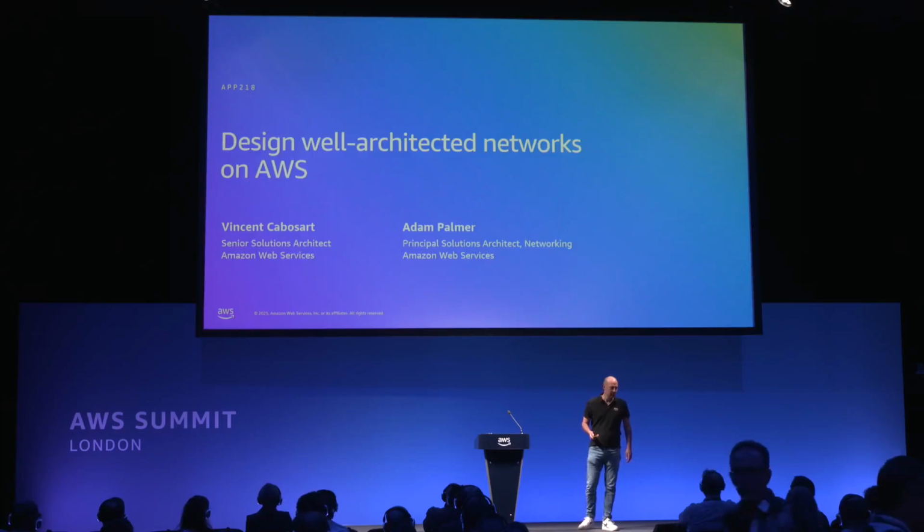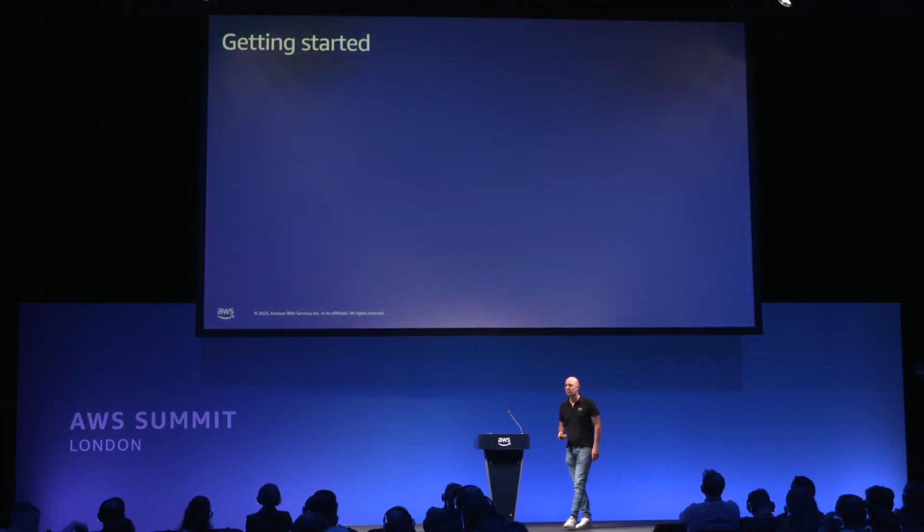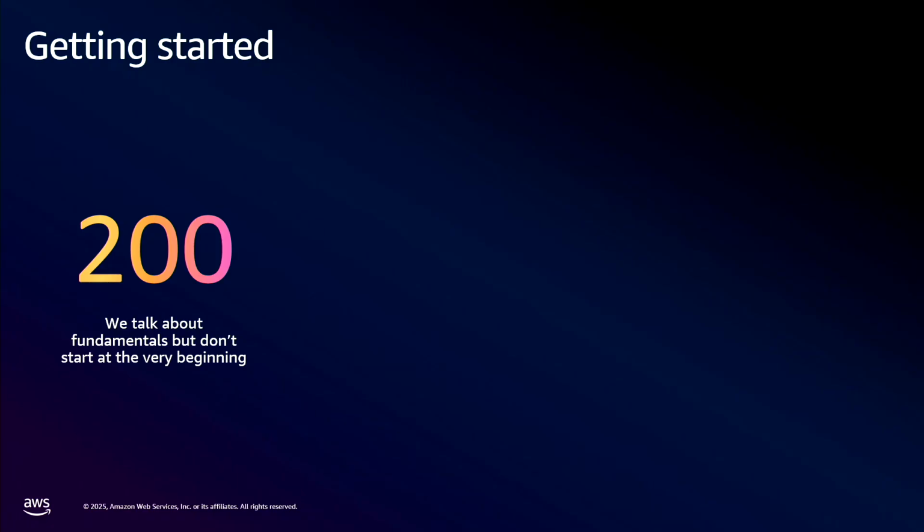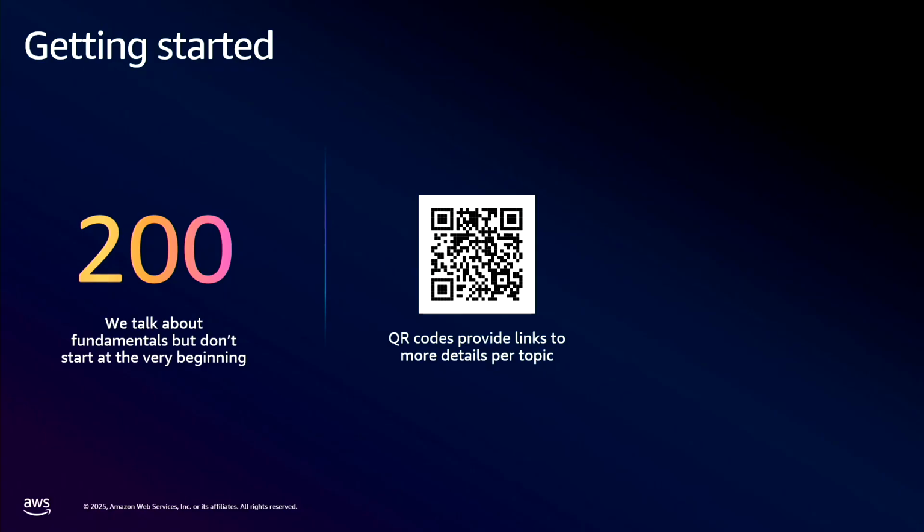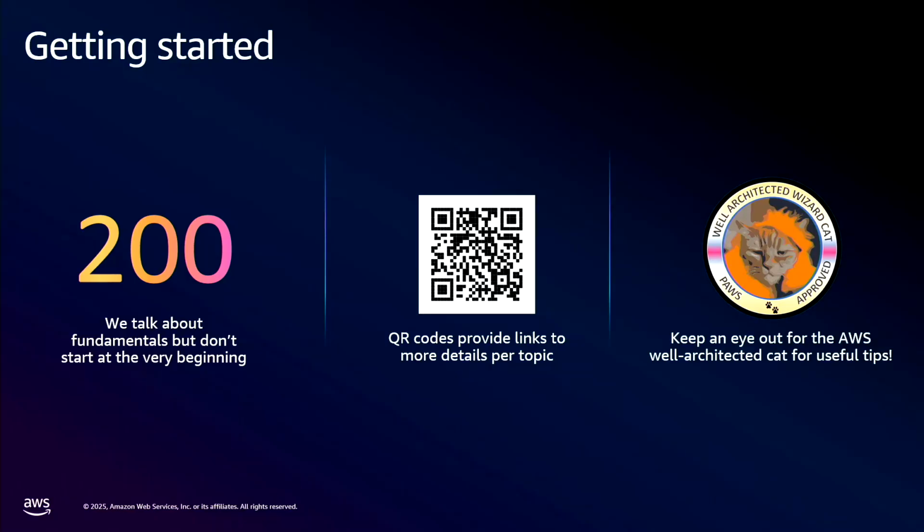So let's get started. This session will be a 200-level session, which means that we will talk about the fundamentals, but we will not start from the very beginning. The goal of the session is to give you best practices on how to well architect your networks on AWS. You will see throughout the presentation a bunch of QR codes. They will appear from time to time to give you links to the documentation or to other sessions so that you can dive deeper into some topics after this presentation. And finally, you will also see from time to time our well-architected cat appear. He will be there to give you tips and tricks about networking configuration.